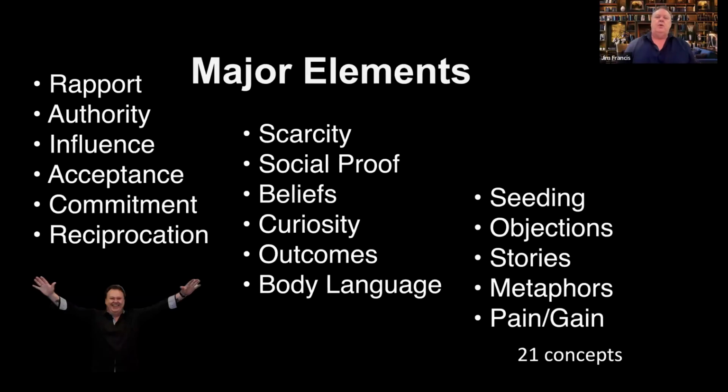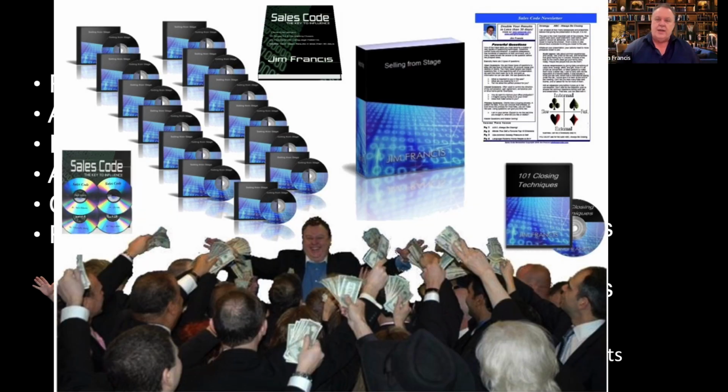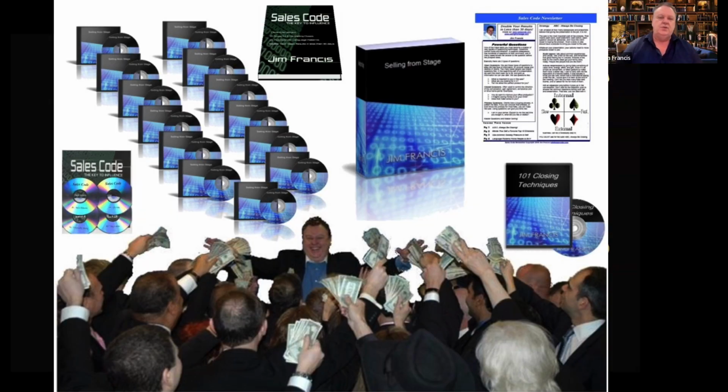Now, I was taught that there are 11 major elements, which are rapport, authority, influence, acceptance, commitment, reciprocation, scarcity, social proof, beliefs, curiosity, outcomes, and body language, which are the key frames and elements. However, in addition to the elements, there are seedings, stories, metaphors, pains or games, or 21 ways to influence people at a conscious and at a subconscious level to get them to desire, want to take action with your products, your services, your ideas, and your concepts.